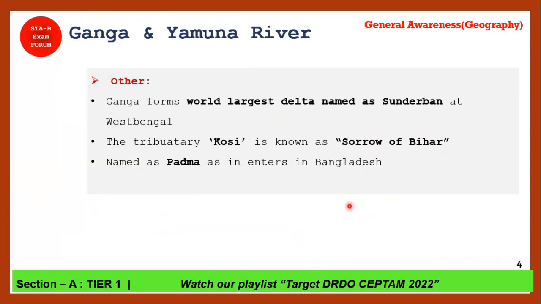So the other fact that you should know about the Ganga River is that it forms the world's largest delta, which is named Sundarban in West Bengal. Students, this one, world's largest delta, has come in the DRDO CEPTAM 9 exam. Okay, so this is very important. Just note it down. World's largest delta is formed by which river? Ganga. And it is known as Sundarban. And where is it? In West Bengal.